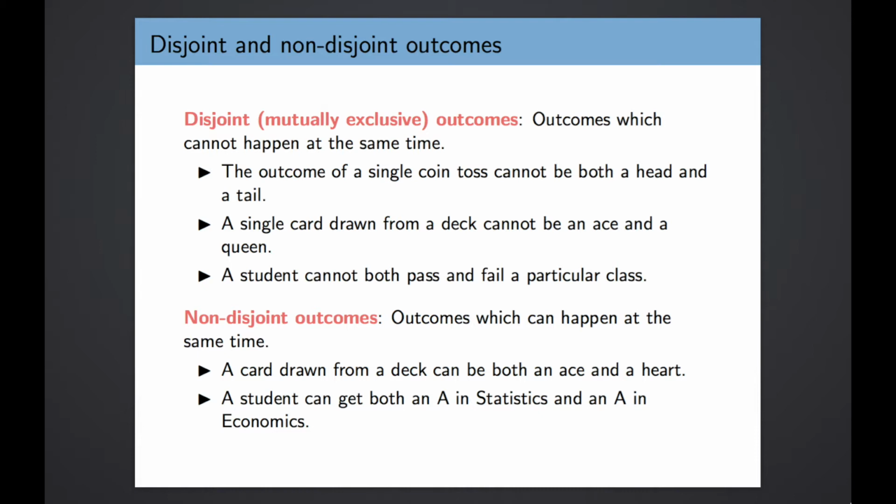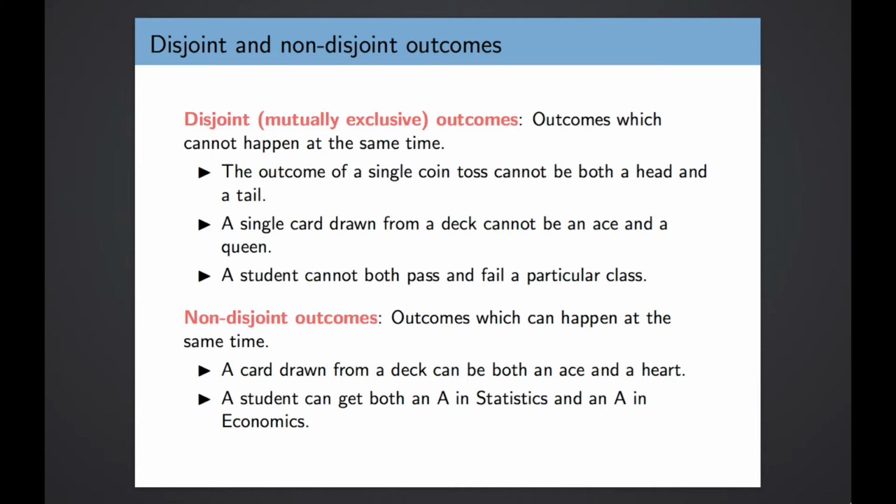Let's talk about a couple of different kinds of outcomes that we might be interested in. Disjoint outcomes are mutually exclusive. These are outcomes that can't happen at the same time. So, for example, if I flip a coin, that coin cannot simultaneously land on heads and land on tails. If I draw a card from a deck, that card cannot simultaneously be an ace and be a queen. If you take a given class, you cannot simultaneously pass that class and fail that class.